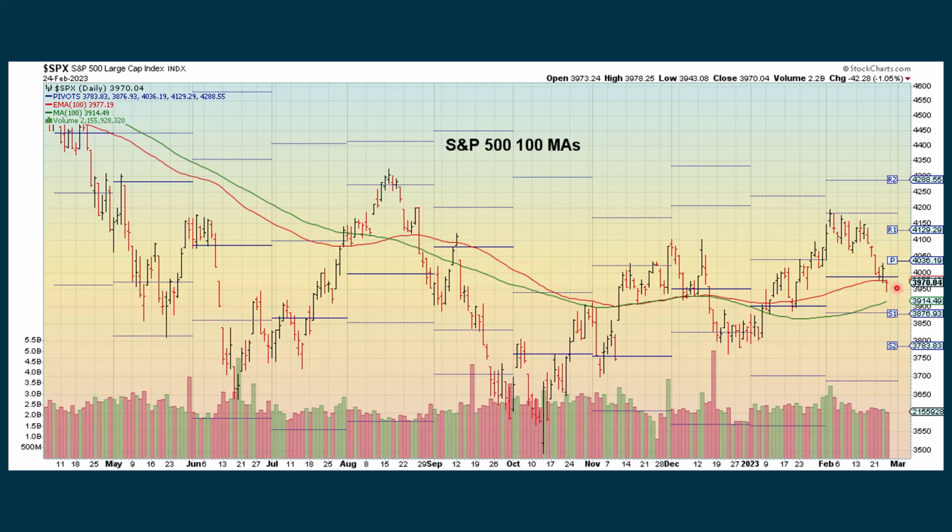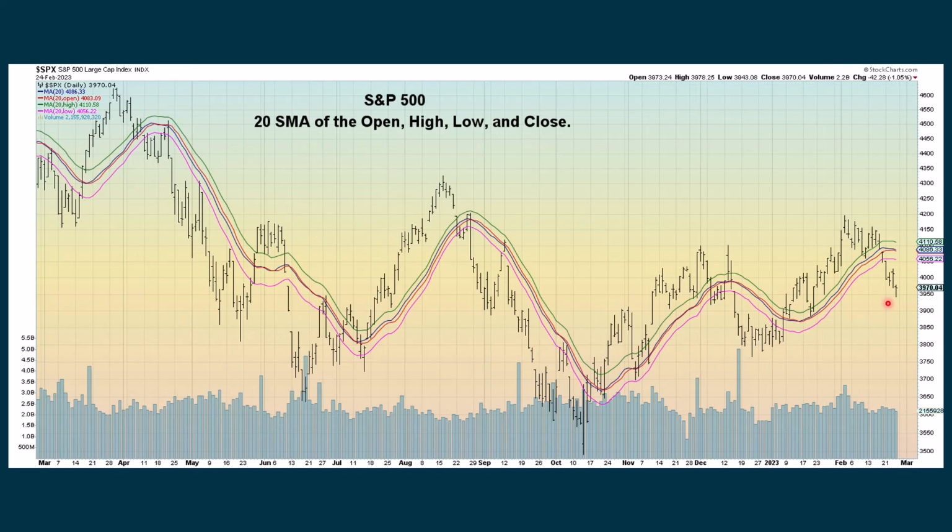Here's a 100-period moving average, which also had been providing some support, but we broke down through that. This is a moving average going back 20 periods of the open, high, low, close. Sometimes when we're going up and fall back, it'll act as support. Sometimes when we're going down and we rebound, that'll act as resistance. Well, we're clear of all of these different areas right now.